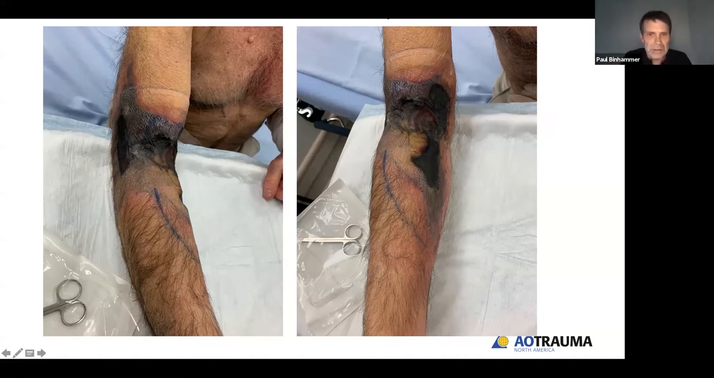So you can think about this as we go through and come back to it at the end and think about the different options available, because he needs soft tissue coverage, particularly across his elbow joint so he doesn't develop a flexion contracture, as well as coverage of his biceps tendon.